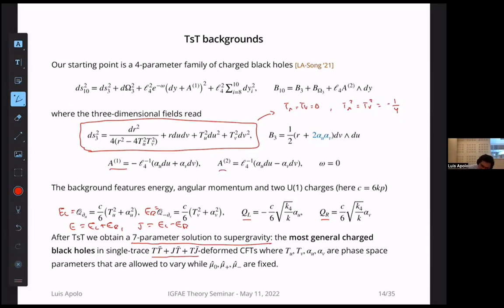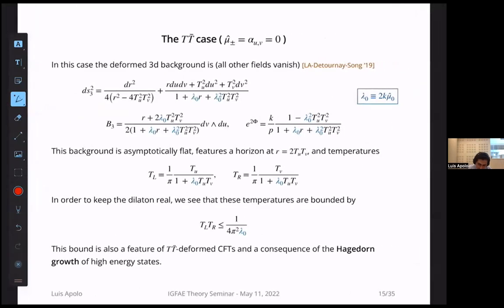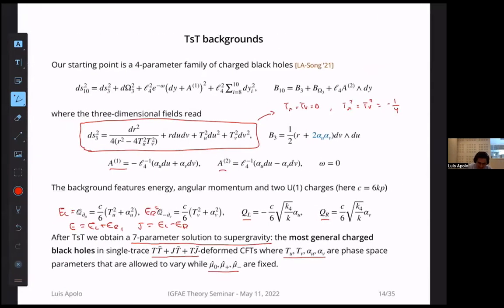In this case, TU, TV, alpha U, alpha B will be phase space parameters. So they will describe different solutions in this theory. As you can see, they parameterize the energies and the U(1) charges. Whereas these parameters correspond to the deformation parameters, so they're going to be fixed. Right, because this is a 7-parameter solution, which I will show you later is quite complicated, it's easier to first consider a few simple cases.